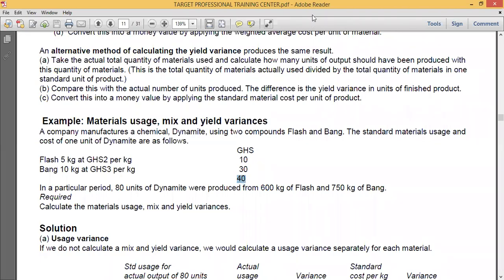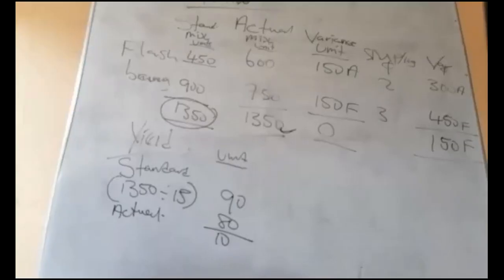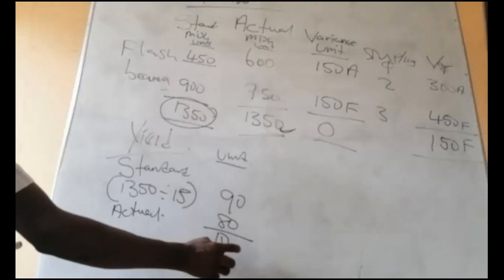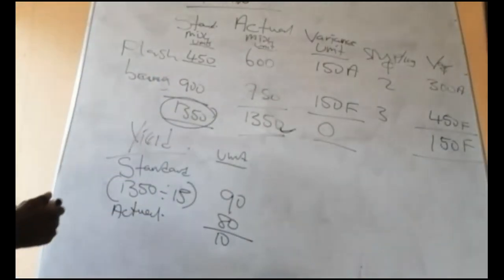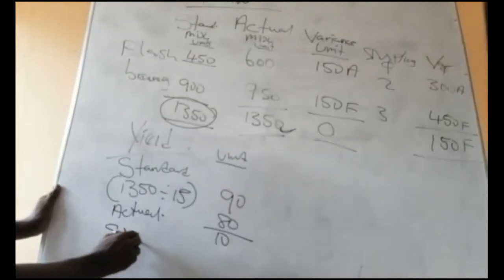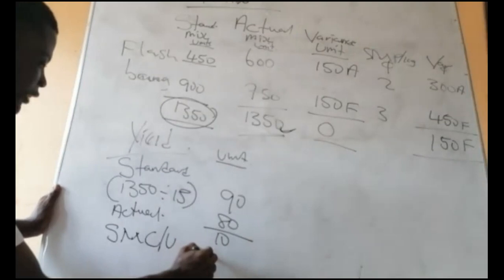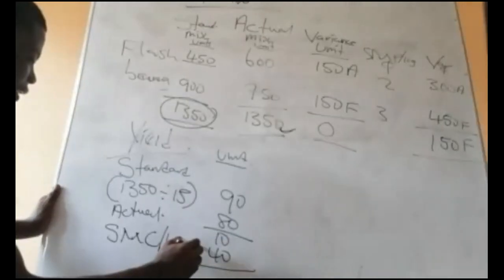Good. So how do we get that? Because this 10 is a unit. So this unit is made up of what? Flash and bang. So therefore, standard material cost per unit is 40 Ghana cedis. Is it cedis or was it in dollars? Most of my questions are in dollars.